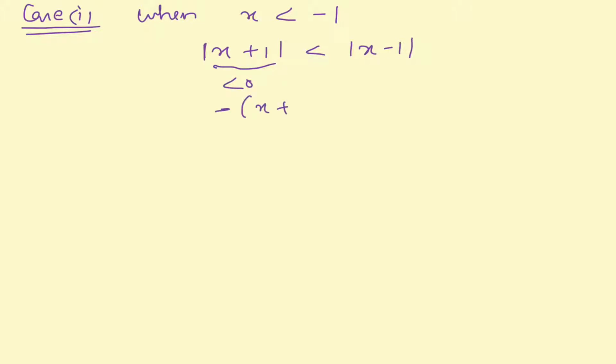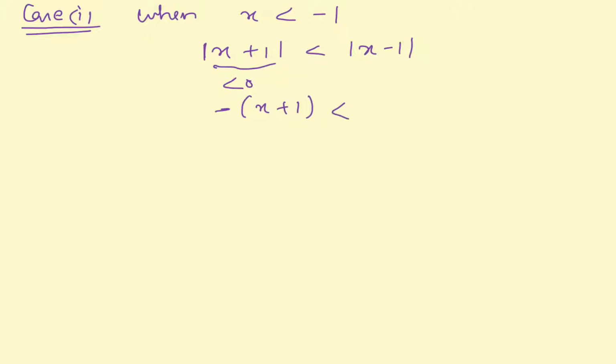So we are going to see case 1, that is when x is less than minus 1. Our question is mod of x plus 1 less than mod of x minus 1. When x is less than minus 1, that means x will be something like minus 1.1. So minus 1.1 plus 1 will be something negative. So this will be opened with a negative sign.